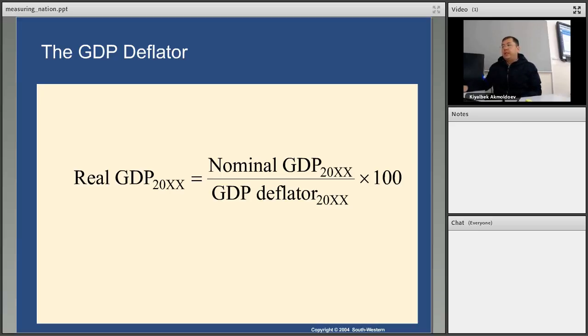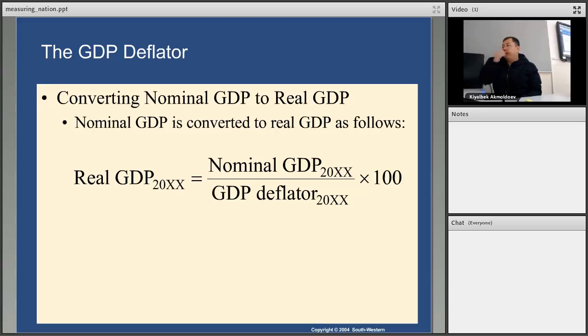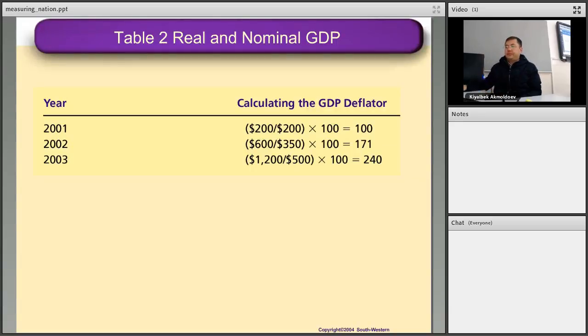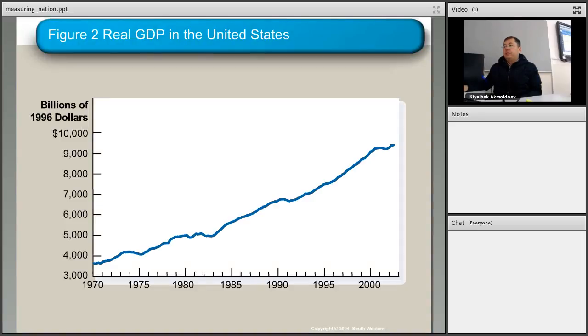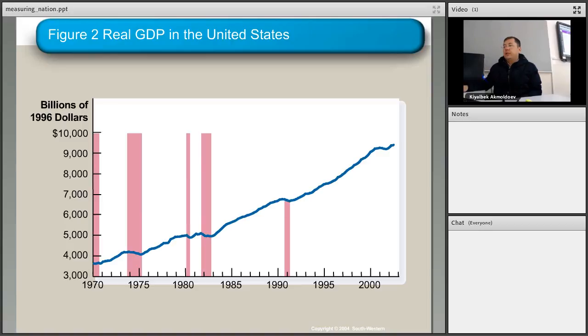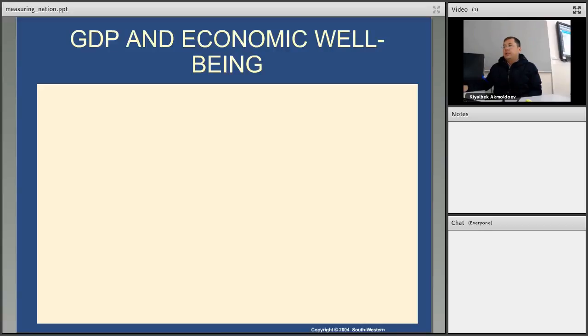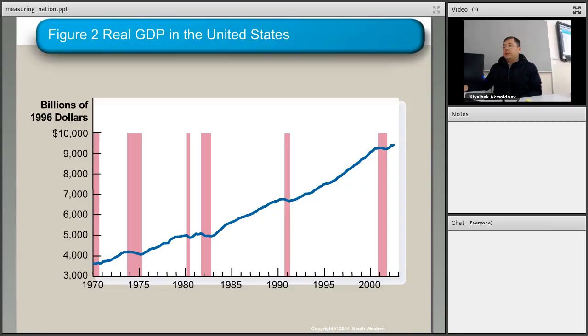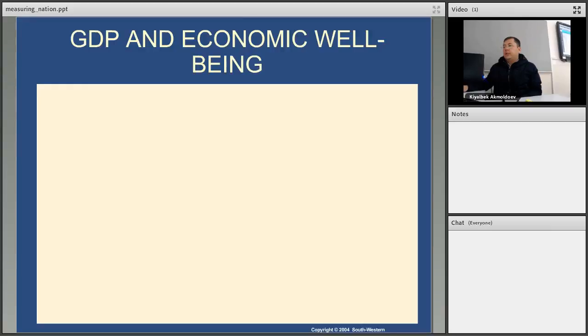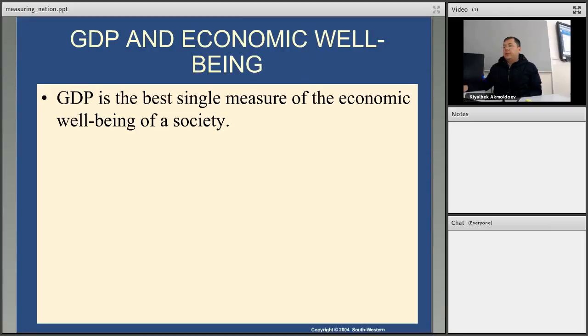Real GDP equals nominal GDP divided by GDP deflator multiplied by 100. Converting nominal GDP to real GDP. So this is given, and this is what we see in the United States again. What do we see? Real GDP.